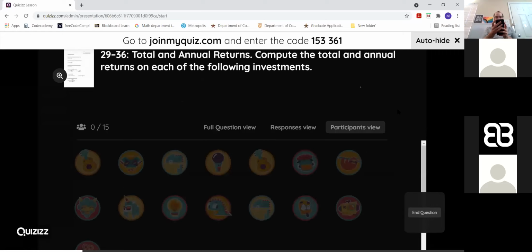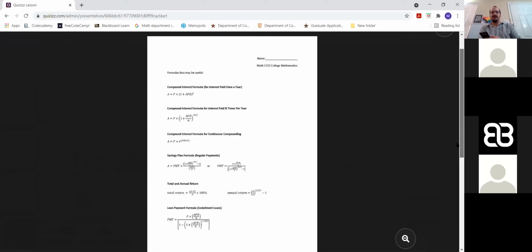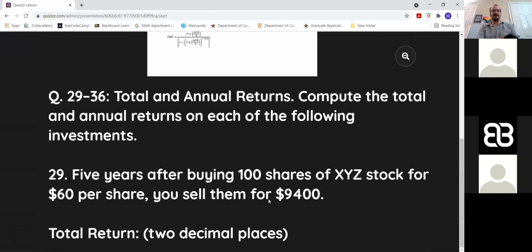Okay, what are we doing now? Oh, now we're getting into total and annual returns. This is good stuff. So now I think we're going to start using those other formulas, and then we'll come back. Don't worry, we'll get enough practice with all of them.